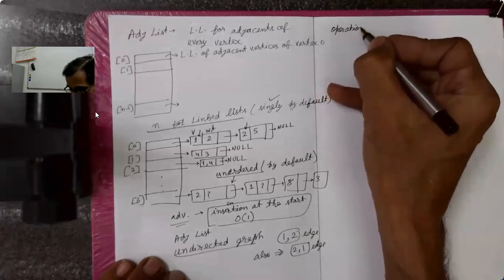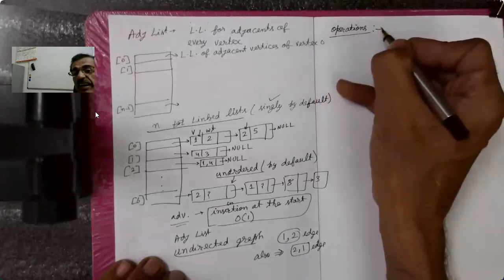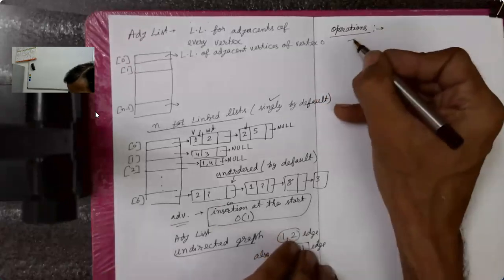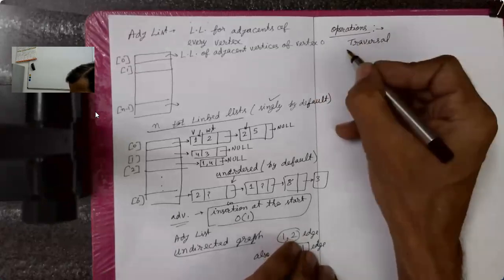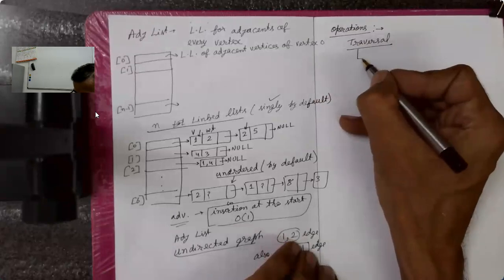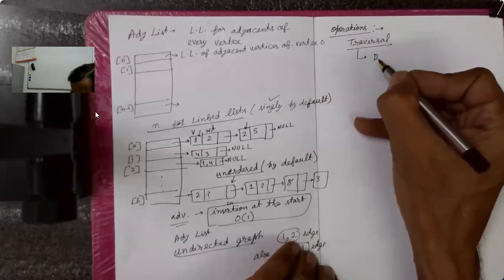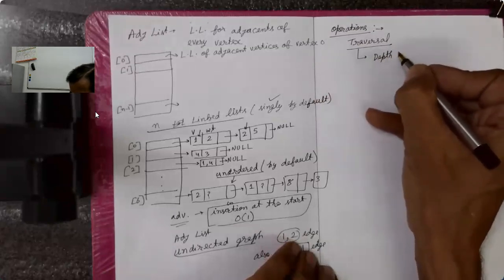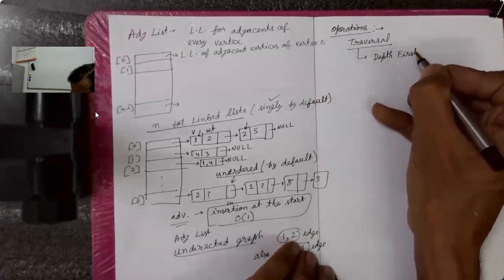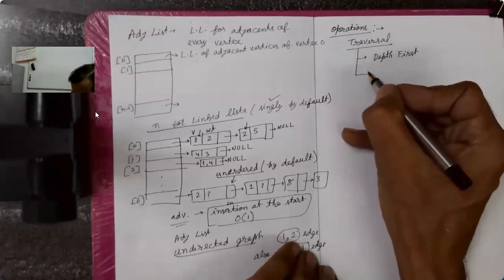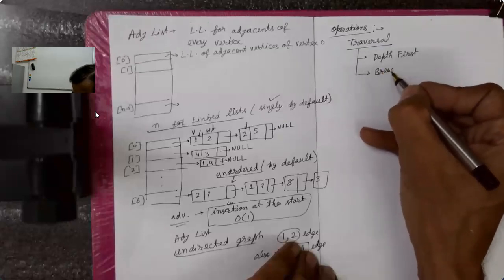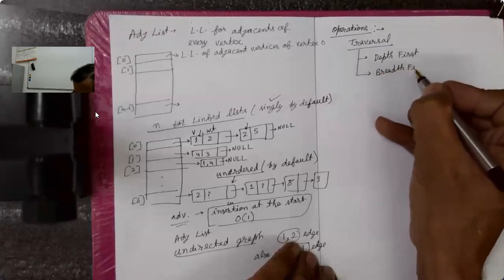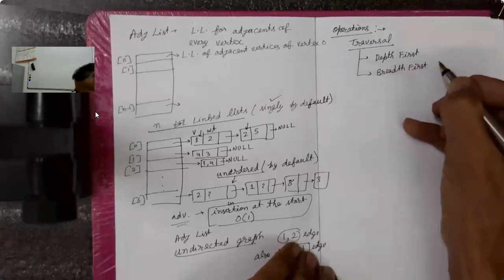As far as operations are concerned, again, the starting operation is always a traversal. So traversal in the case of a graph is again of two kinds. One we call a depth first traversal, and like in binary trees, where we discussed in-order and pre-order, another is called breadth first. Very similar to binary trees.